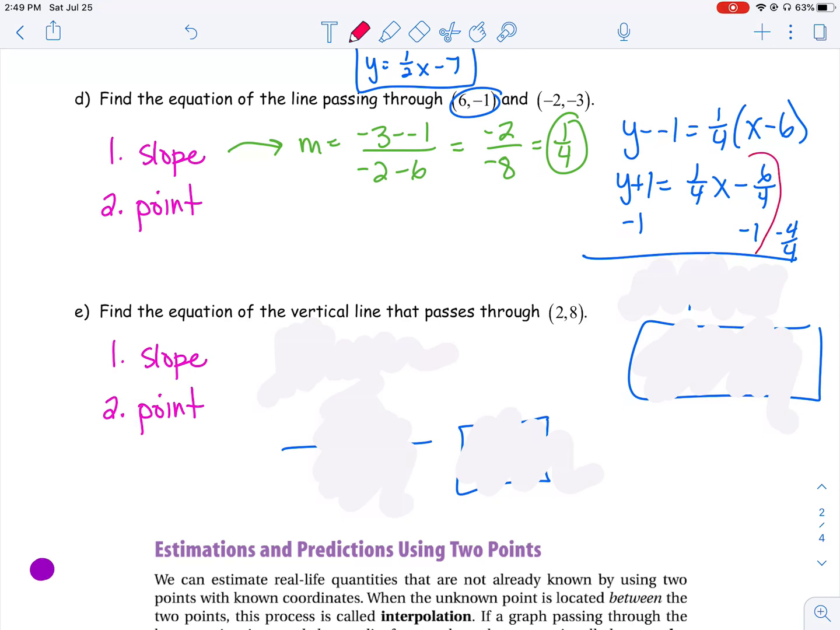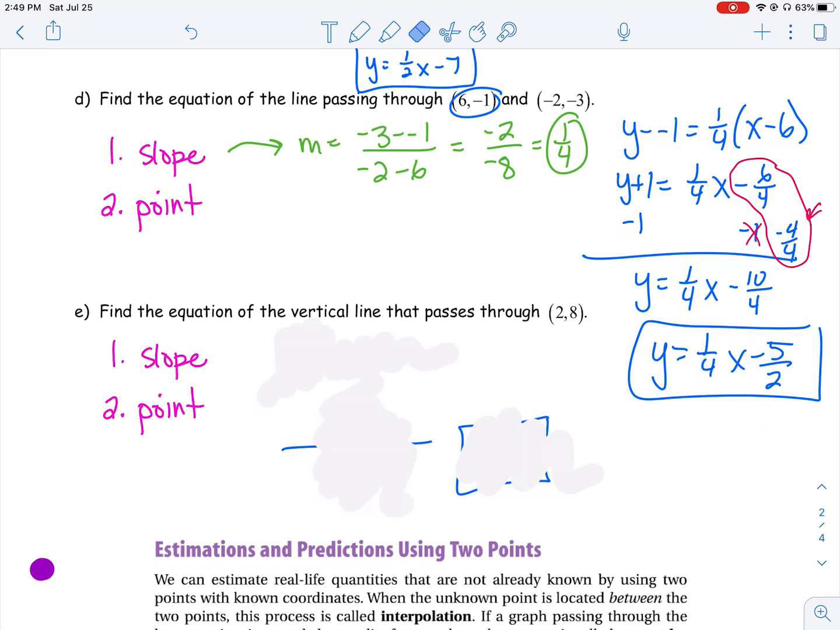here, and in order to be able to add or subtract fractions, I need a common denominator. So that's what this -4/4 means. -1 can be converted into -4/4. So now I have common denominators, and I can add my fractions together. I have a -6/4 minus a 4/4, which really gives me a -10/4. Let's go ahead and reduce if we can, though. And I ended up getting the final equation in slope-intercept form of y equals 1/4 x minus 5/2.